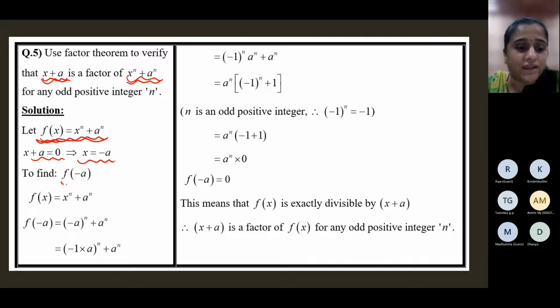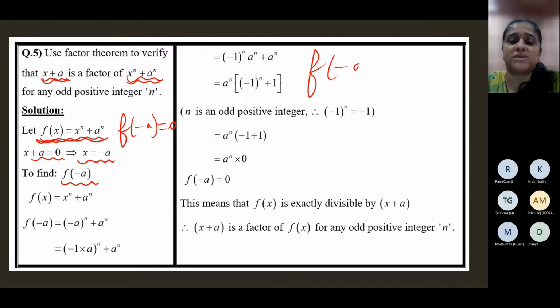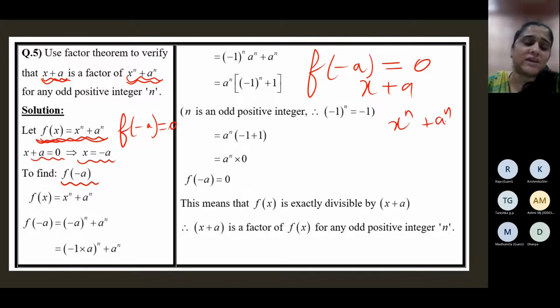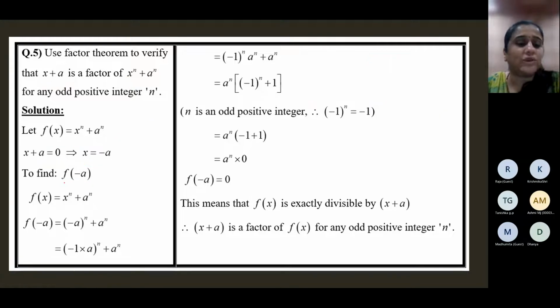Now we have to find f of minus a. And when you find f of minus a, you must get it as 0, which means x plus a is a factor of x to the power n plus a to the power n. So how do you find f of minus a? In f of x, wherever there is x, you should use minus a. In this one, there is x here, there's x here. You should use minus a. Here also minus a.